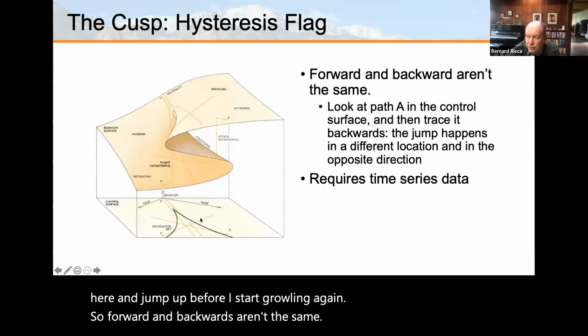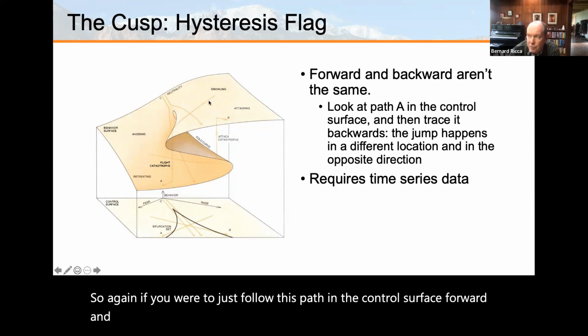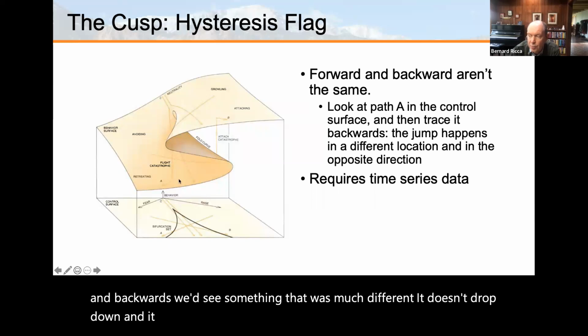So again, if we were to just follow this path in the control surface forward and backwards, we'd see something that was much different. It doesn't drop down and it starts running here, but it doesn't start growling again until it gets over here.